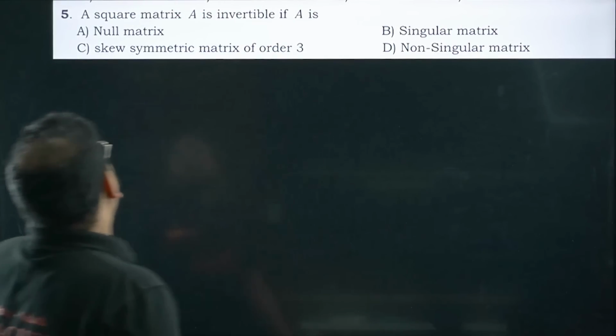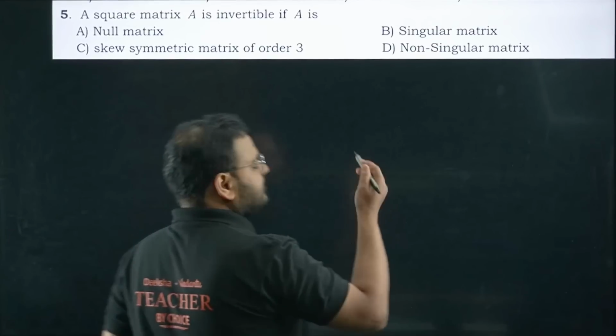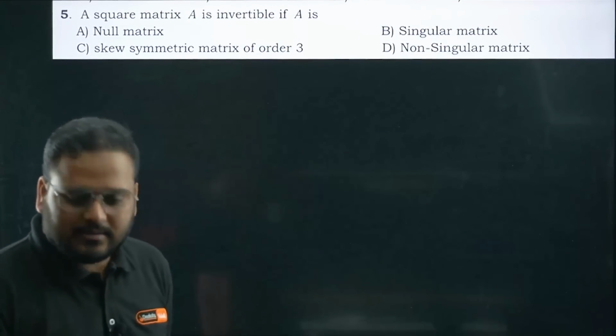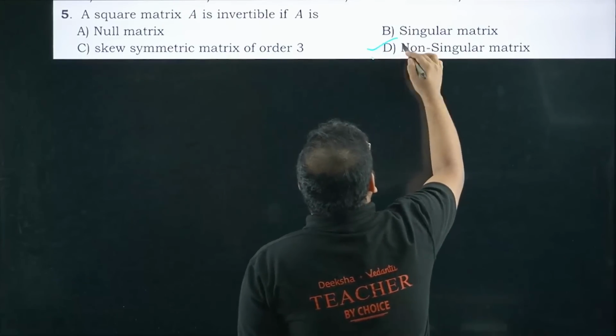The square matrix A is invertible if... So sir, I'll close my eyes and pick the answer. Answer is D.